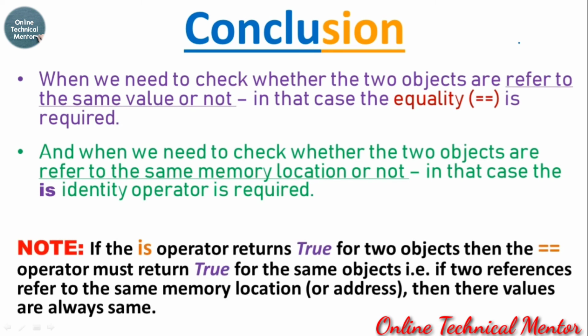So you have to keep in mind that if the is operator returns true for two objects, then the double equal to operator must return true for the same objects. That is, if two references refer to the same memory location or address, then their values are always the same.